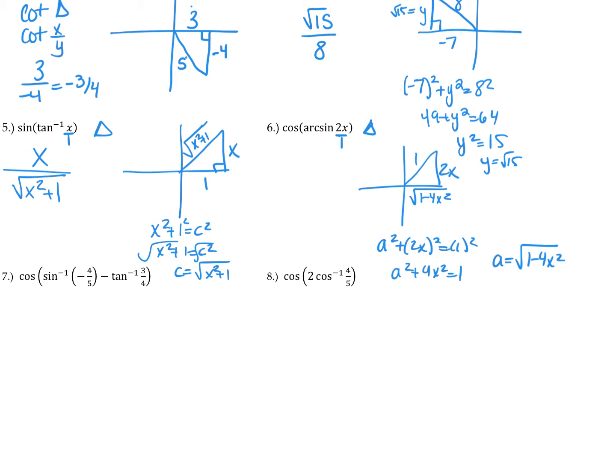So I need to find the cosine. So that's adjacent over hypotenuse, or x over r. So it's going to be the square root of 1 minus 4x squared over 1, which would be the square root of 1 minus 4x squared.